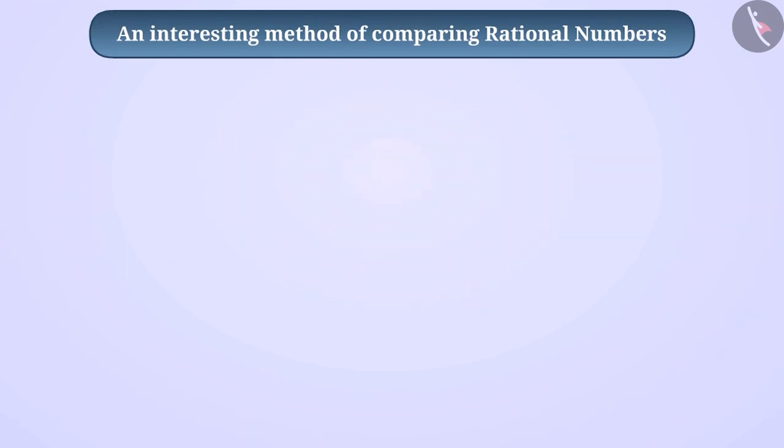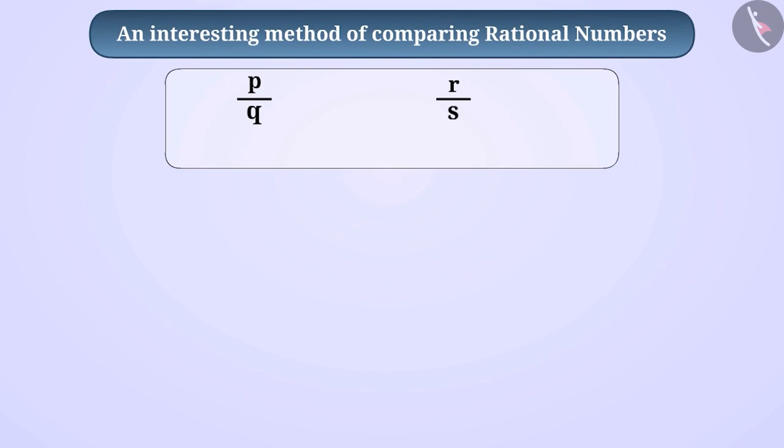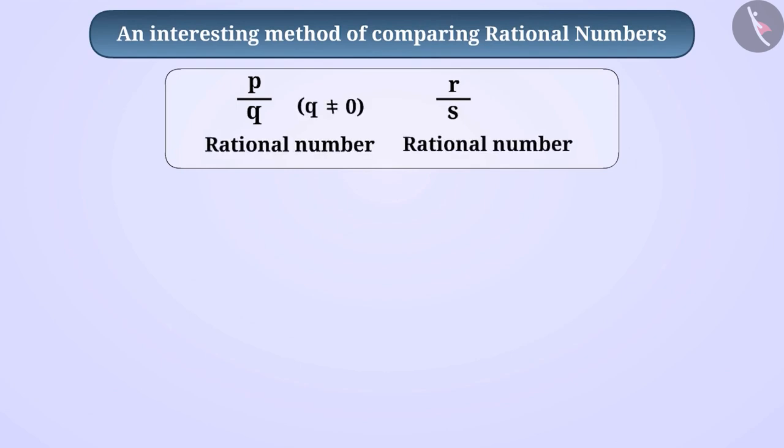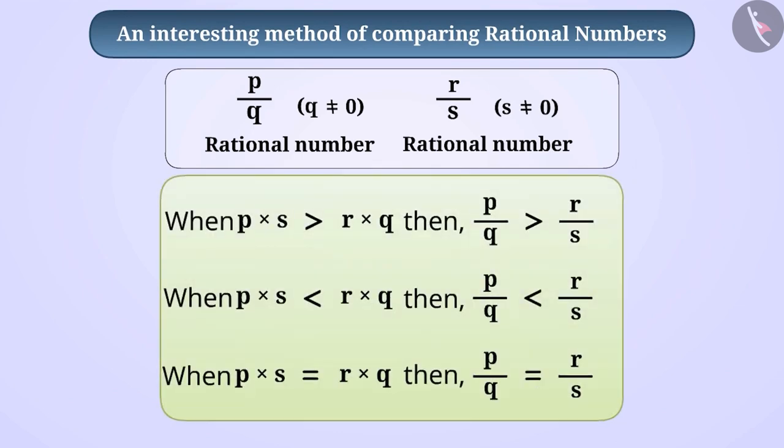In general, suppose p/q and r/s are both rational numbers in which q is not equal to 0 and s is not equal to 0, then their comparison can be done in the following ways. Pause the video and understand. This is an easy method of comparison. With this method, rational numbers can be compared orally.